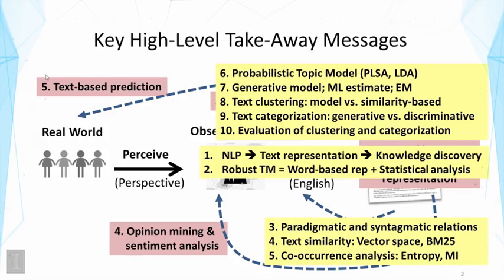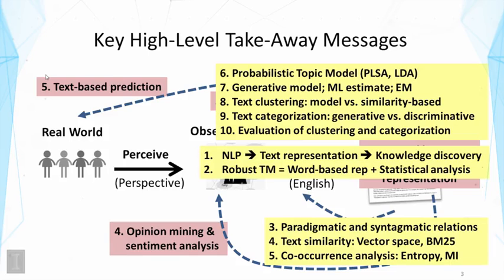In this part, we also introduced some general concepts that would be useful to know. One is the generative model, and this is a general method for modeling text data and modeling other kinds of data as well. And we talked about the maximum likelihood estimator and the EM algorithm for solving the problem of computing the maximum likelihood estimator. So these are all general techniques that tend to be very useful in other scenarios as well. Then we talked about text clustering and text categorization. Those are two important building blocks in any text mining application systems.